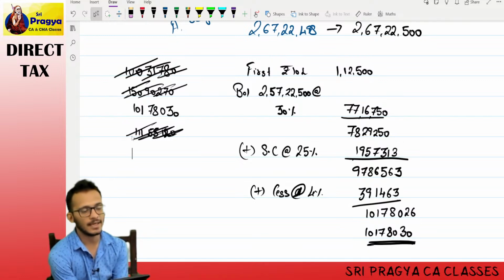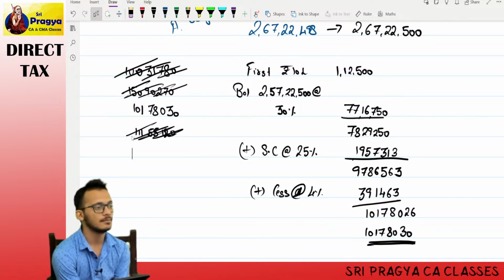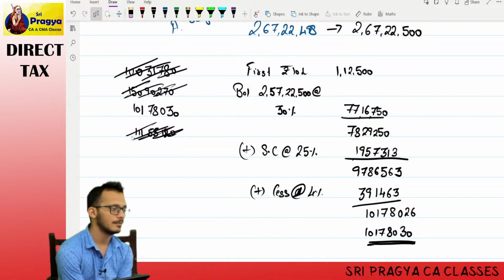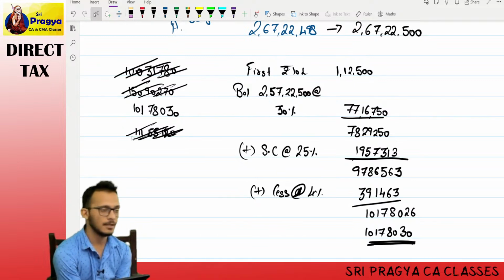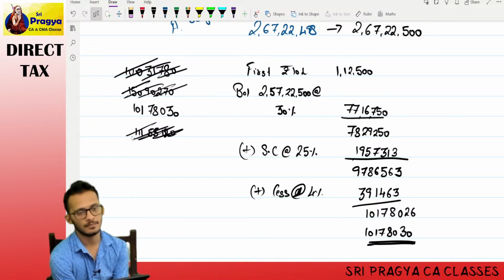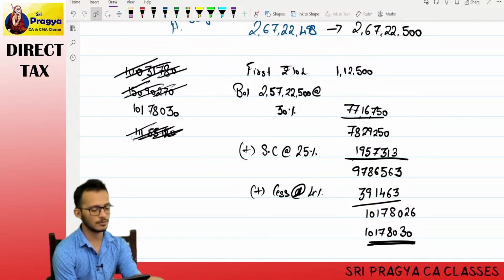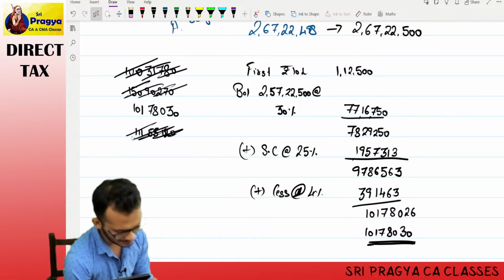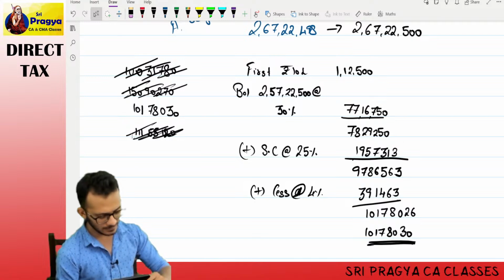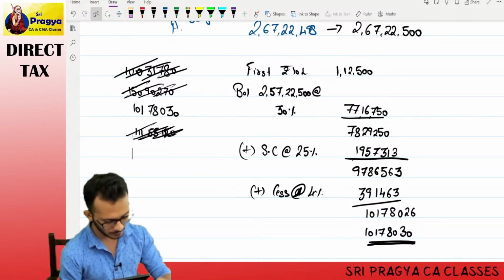This is how your tax rates look like for an individual, HUF, AOP, BOI and AJP. Clear? Yes, these are how your tax rates look like along with surcharge and cess. Anyone has any doubts before I proceed forward?